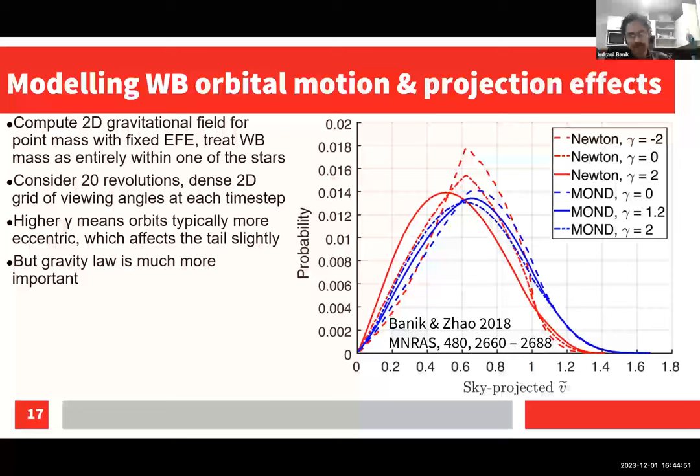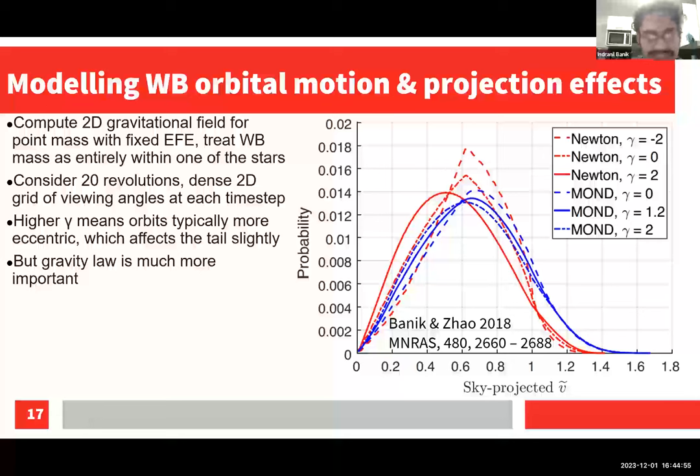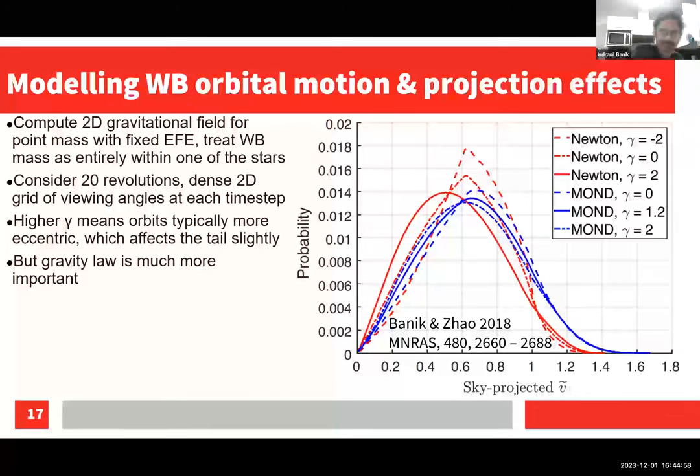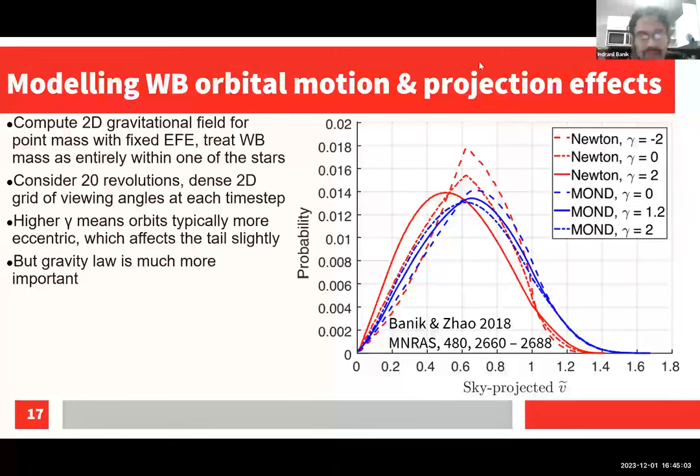How do we model this? And basically, how do we try and understand why it is 0.57 rather than just treating that as an arbitrary parameter that somehow arose? In the Newtonian case, it's relatively simple because you integrate the orbit. So in MOND, you'd have to find the gravitational field first, which we do by assuming there's one point mass with a fixed external field effect. We're treating the wide binary as a single mass plus a test particle.